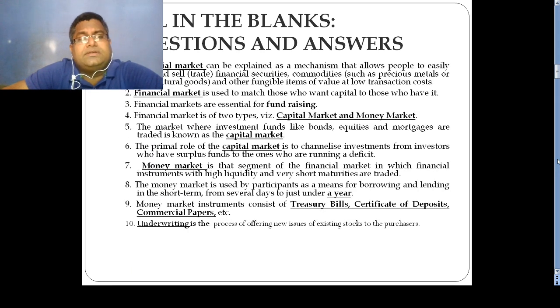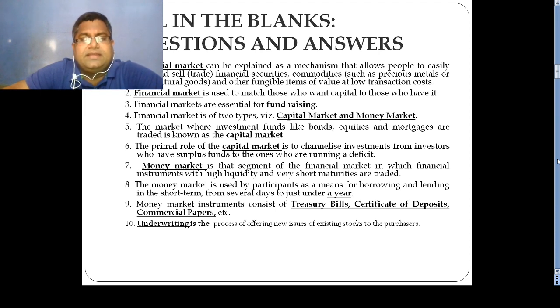Similarly, another fill in the blank: what is financial market? The financial market can be explained as a mechanism that allows people to easily buy and sell. The answer is the financial market. The financial market is used to match those who want capital with those who have it. Financial market is essential for fund raising.